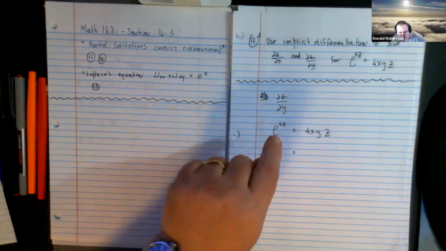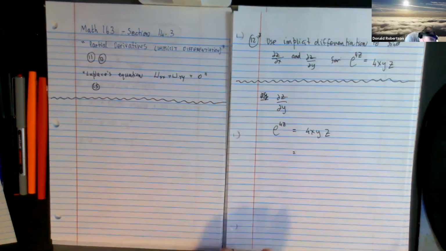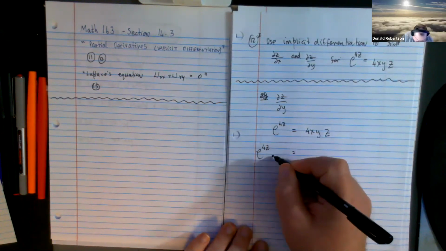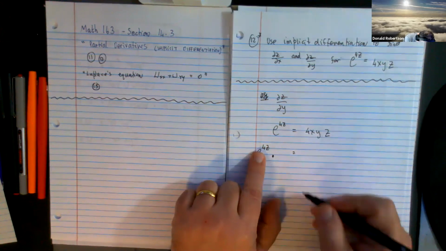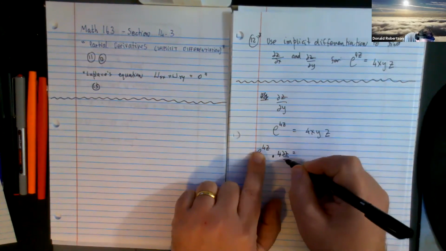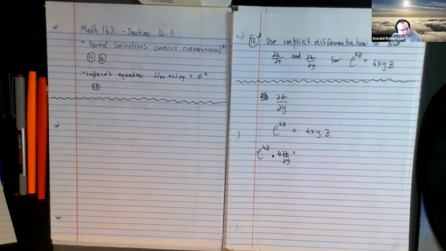If you differentiate e to the power of 4z with respect to y, you will get e to the power of 4z times the derivative of 4z, which is 4 dz by dy. Are you happy about that guy? The e to the 4z gets you this mess.